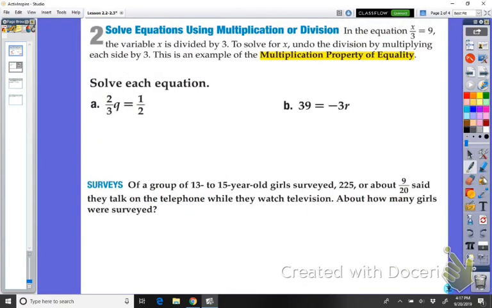The next two examples involve multiplication and division. So this first one, letter A, 2/3 times q equals 1/2. So when you see a number right next to a variable, that means multiplication. So this is a fraction here. You could divide 1/2 by 2/3, but another way to get rid of the fraction is to multiply by the reciprocal.